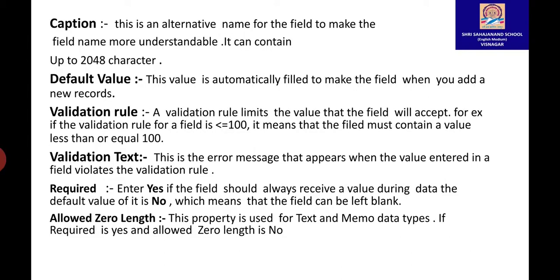Default value. This value is automatically filled into the field when you add a new record. Validation rule. A validation rule limits the value that the field will accept. For example, if the validation rule for the field is less than or equal to 100, it means that the field must contain a value less than or equal to 100. Validation text. This is the error message that appears when the value entered in a field violates the validation rule.